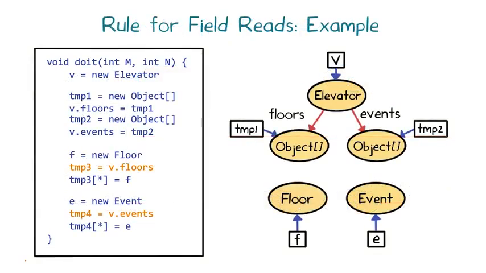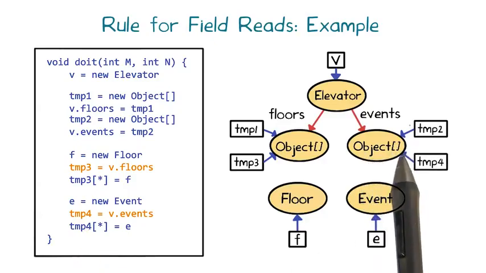Now let's apply the field read rule to our example program. In the first field read, we create a node for the variable temp3, and then we add a blue arrow from temp3 to the object array to which the floors field of the elevator points. Similarly, for the second field read, we create a node for the variable temp4, and then we add a blue arrow from temp4 to the object array which the events field of the elevator points to.